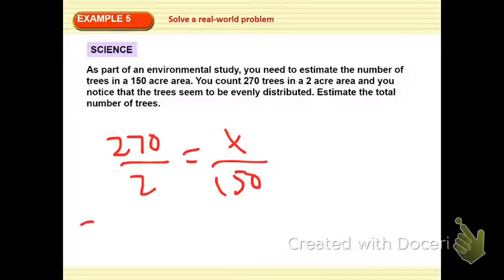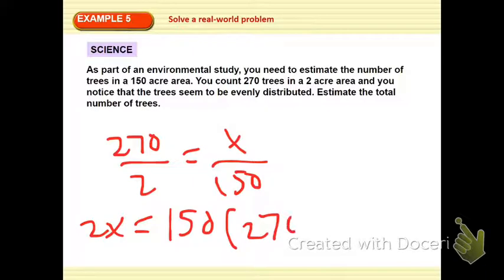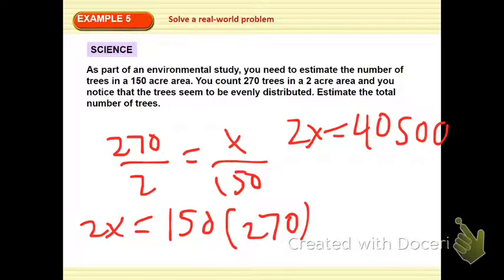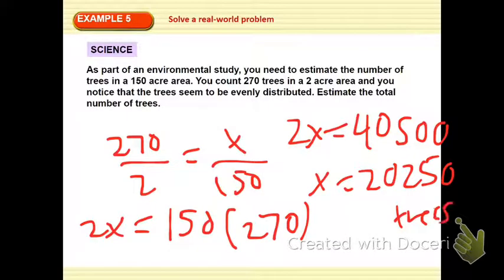So then to solve, we cross multiply. So we have 2x equals 150 times 270, which is 40,500. That's 2x equals 40,500. So x equals 20,250, right? Yep, that's correct. 20,250 trees.